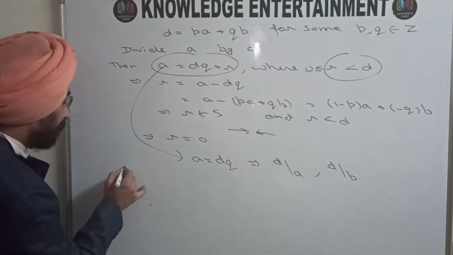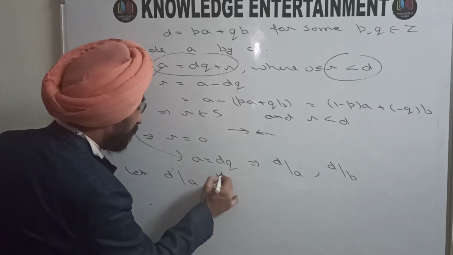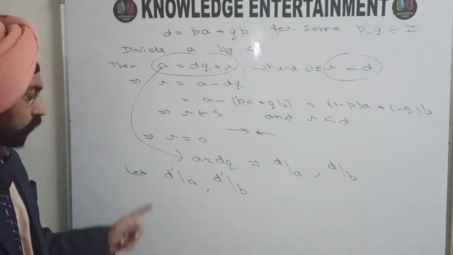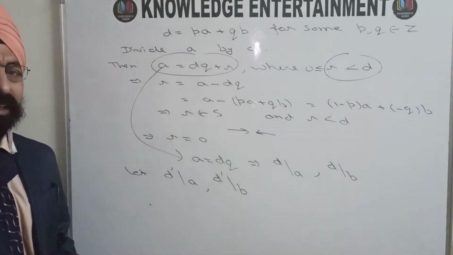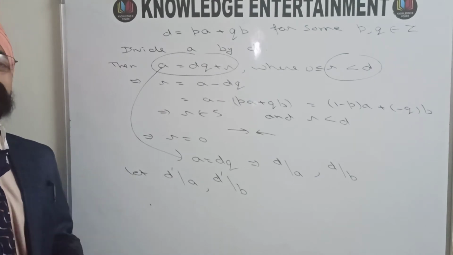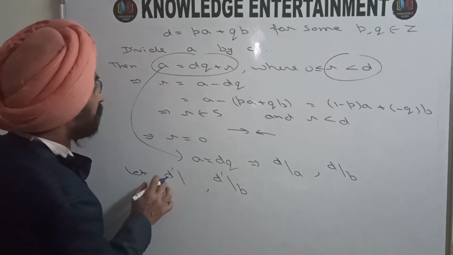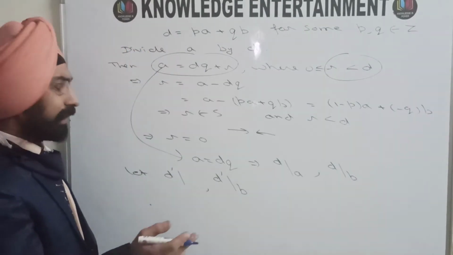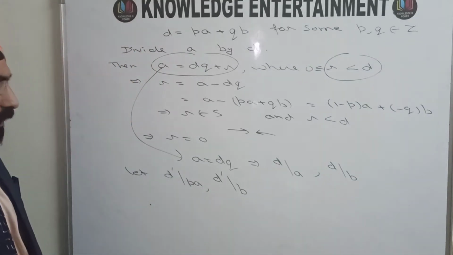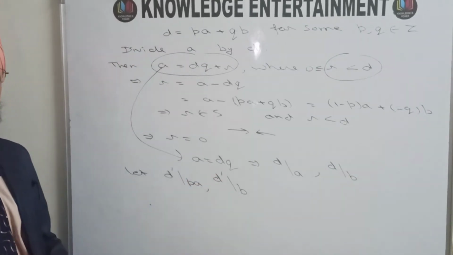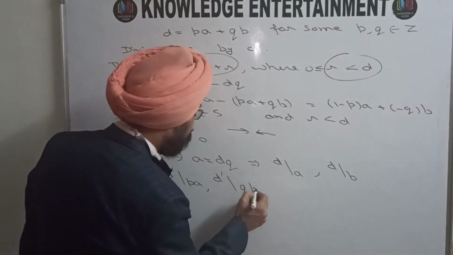So let D dash be some other common divisor of A and B. So D dash divides A and D dash divides B. If D dash divides A, then D dash divides every multiple of A. So D dash divides MA, PA, QA, RA. It will divide PA. Similarly, D dash divides B, so D dash divides every multiple of B. So D dash must divide QB.